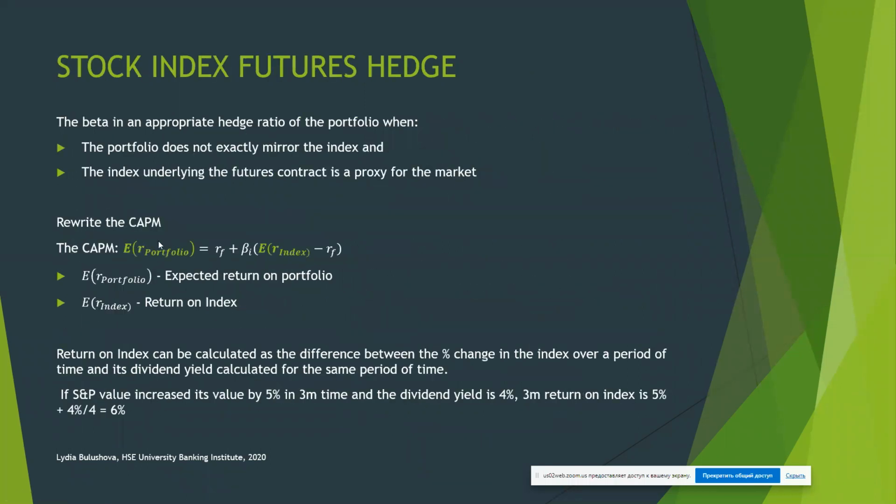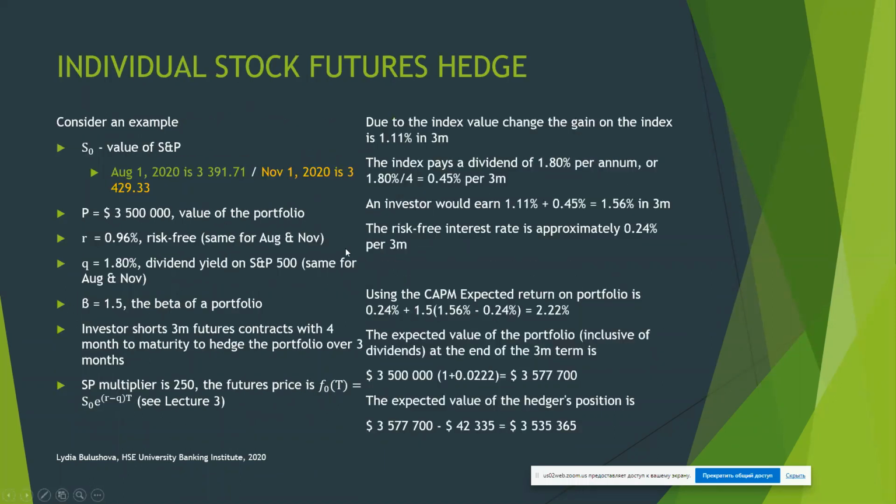In the CAPM model, we use this portfolio return, risk-free rate, beta, index return, risk-free rate. So here is the risk-free rate plus beta 1.5. Here is beta. This is the index return, we get it from here, minus 0.24, the risk-free rate, and that's an overall expected return.